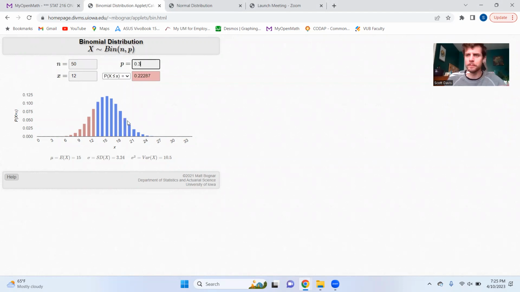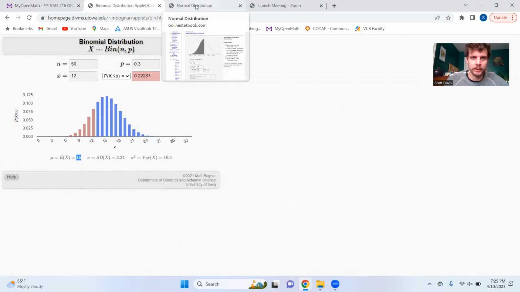You can look at it. It looks approximately normal. And we're going to just calculate a few different probabilities. Then we'll change these values, calculate another few probabilities, just to give you an idea that these are going to be very similar distributions. So I set N to be 50, P is 0.3. This will give us a mean of 15.